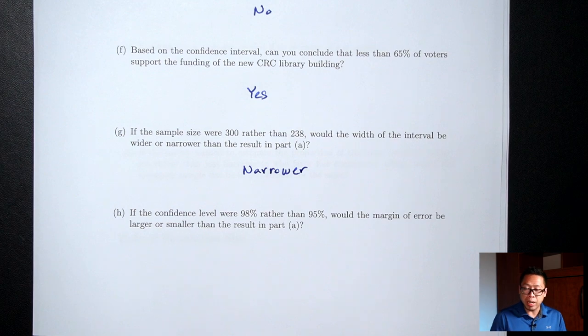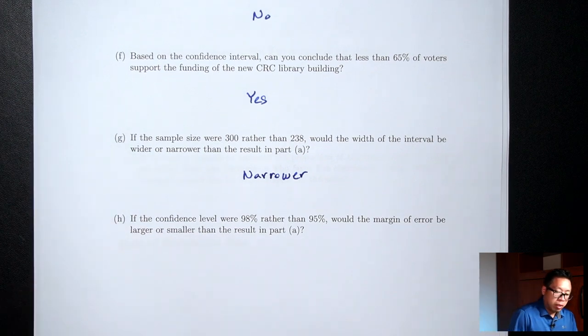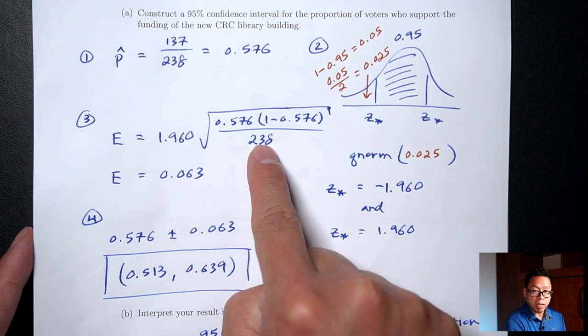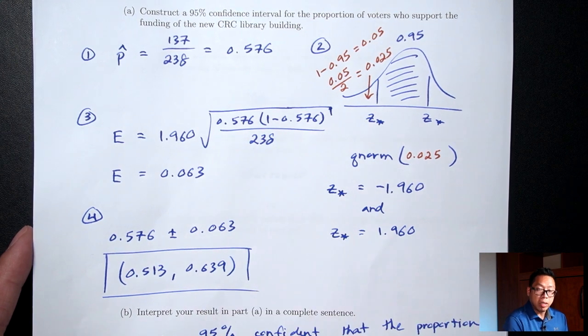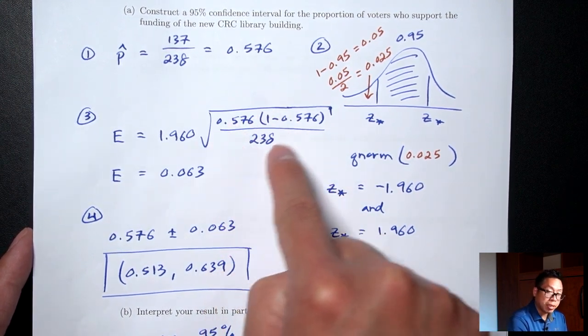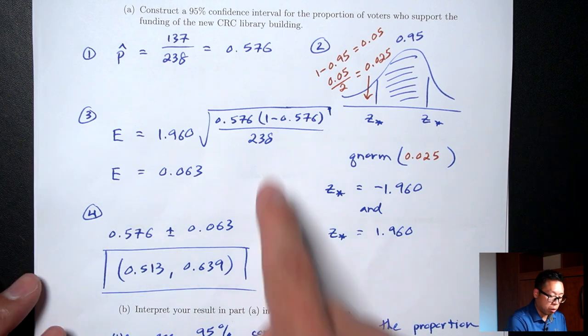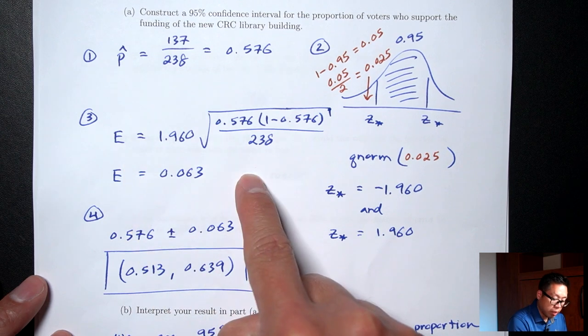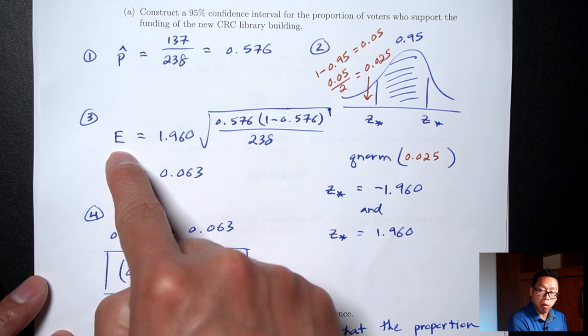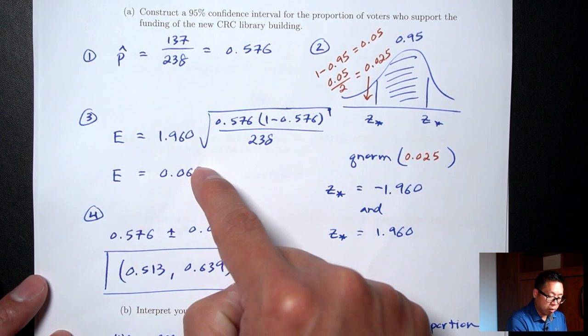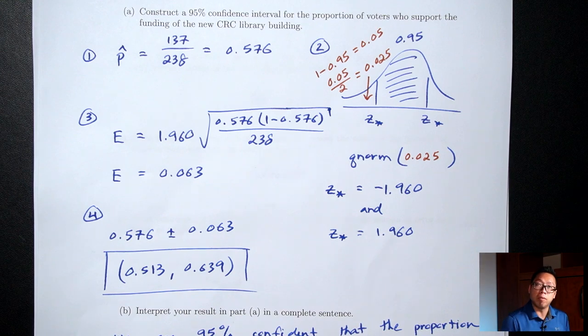But remember, the reasoning behind that was, originally we were using 238 as our sample size, which is right here. If we replaced that with 300, we would be dividing by a larger number. Dividing by a larger number results in a smaller number overall, which is why the margin of error will be smaller. And a smaller margin of error would result in a narrower interval.